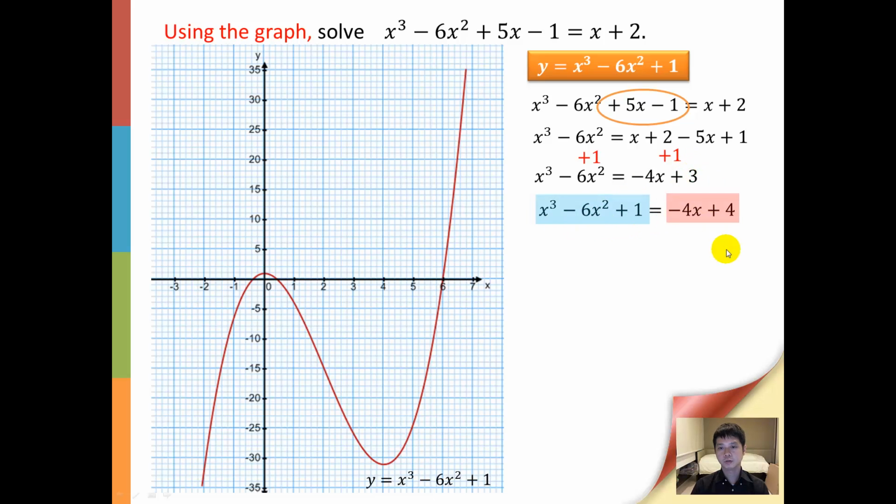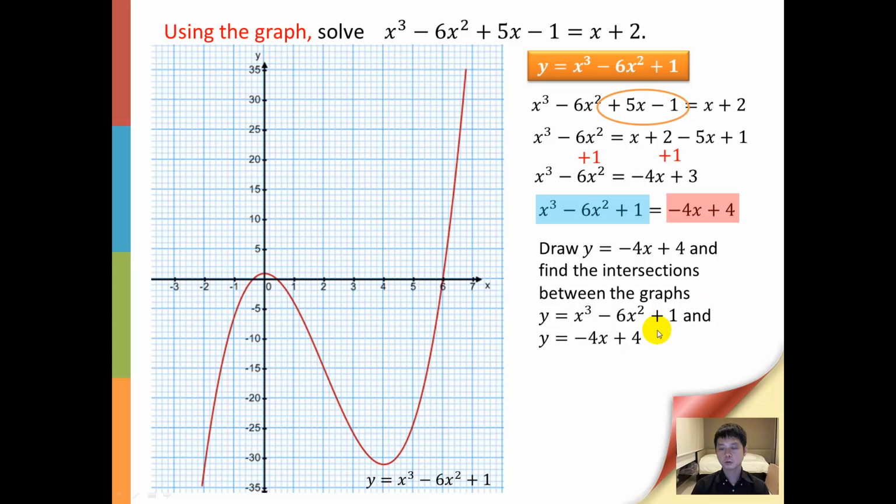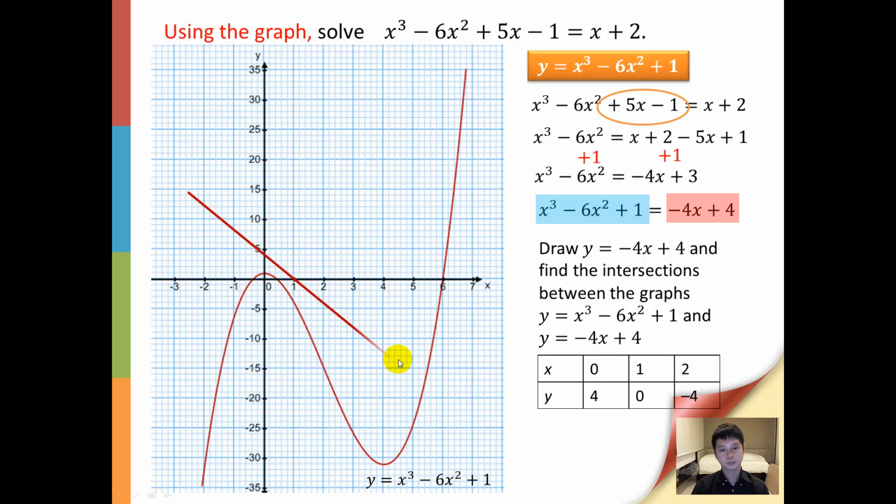And hence to solve this equation, we will need to find the intersection between these two curves here. So how do we draw this straight line here? Yes, again we need to plot a table, and we can now plot the straight line. In this case, there's only one point of intersection, and hence x will only be 5.4.